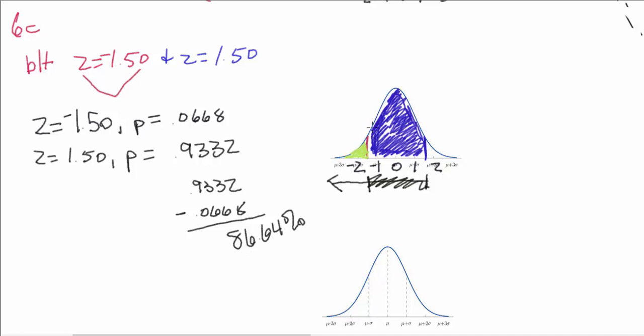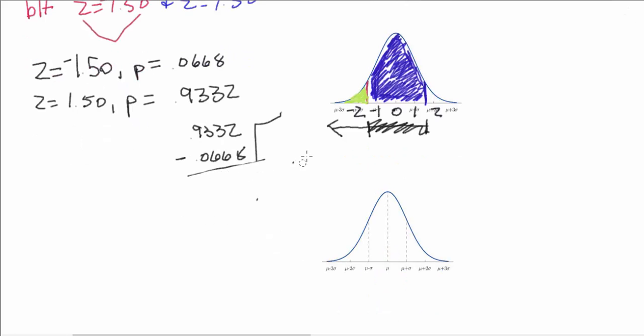So the area between a z of negative 1.5 and a z of positive 1.5 is 86.64%. The majority of scores fall in that center area. Or, of course, you could write 0.8664. Both are correct answers to this question.